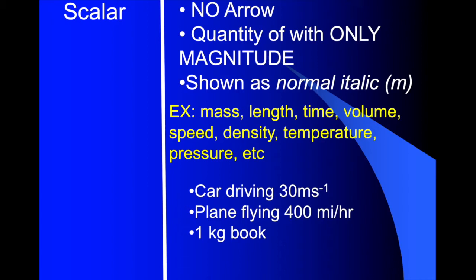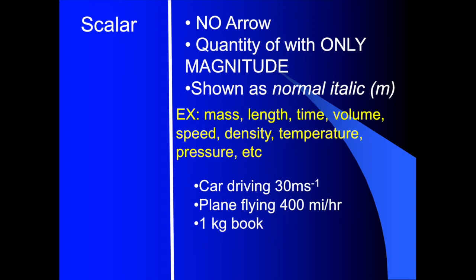So for example, a car driving 30 meters per second. A plane flying 400 miles per hour. 1 kilogram is how much the book weighs. So these are all quantities that are scalar. They do not give direction.